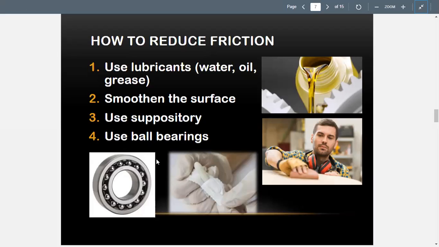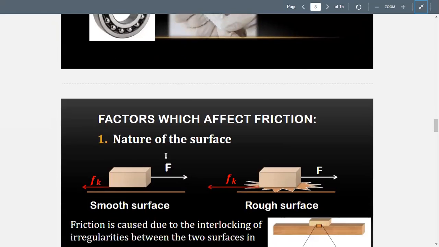Now next, we have ball bearings and roller bearings. This is an example of a ball bearing. It is used in parts of cars that rotate. This one also reduces the friction between engine parts that are in contact.